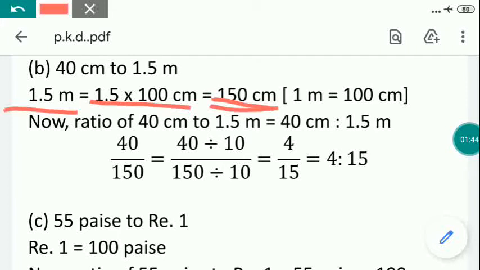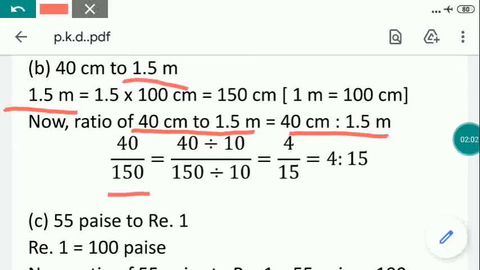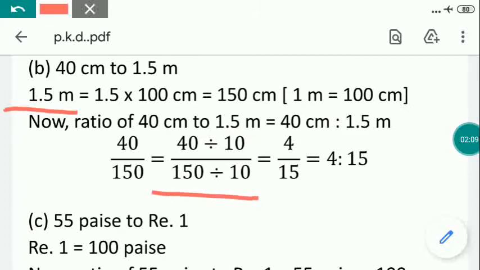Now 1.5 meter convert into 150 centimeter. So the ratio of 40 centimeter to 1.5 meter equal to 40 centimeter to 1.5 meter, which is equal to 40 upon 150, because 1.5 meter is nothing but the 150 centimeter. So 40 upon 150, divide numerator and denominator by highest common factor of 40 and 150, that is 10. So we get 4 upon 15, which is equal to 4:15.